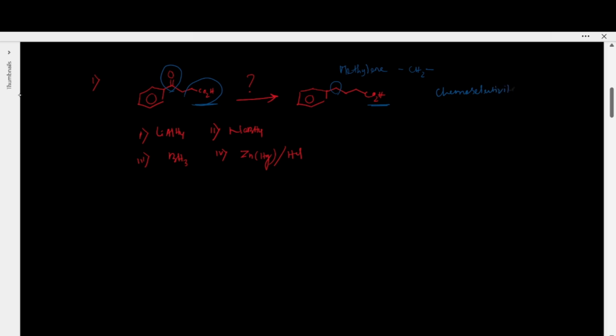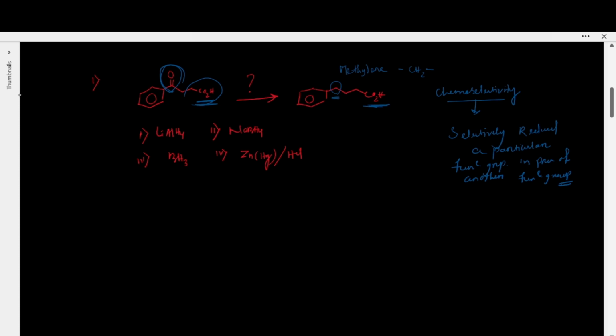What do you mean by chemoselectivity? Like, selectively reducing a particular functional group in the presence of another functional group. So here the question is also based on chemoselectivity, like the carboxylic acid group remains as such, and we are going to reduce the ketone into a methylene group. So which reagent is best for these conditions?